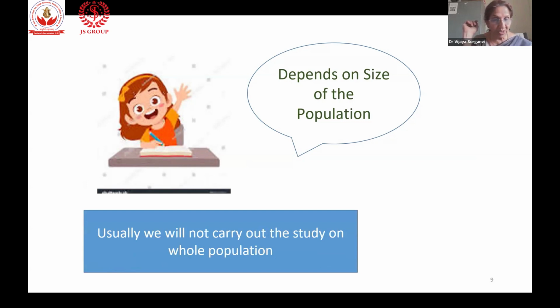But usually we do not carry out the study on the whole population. We take a sample, because when we do a drug trial on patients, the new drug is there, we don't know its side effects, we don't know its bad effects. So how can we give that new treatment to the whole population? So better we take a sample and try on that, and then if the effect is good, we can take more samples, and we prove that that medicine is effective, that treatment is effective. So usually we take samples for our study.